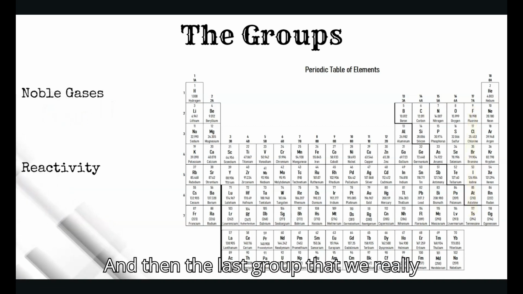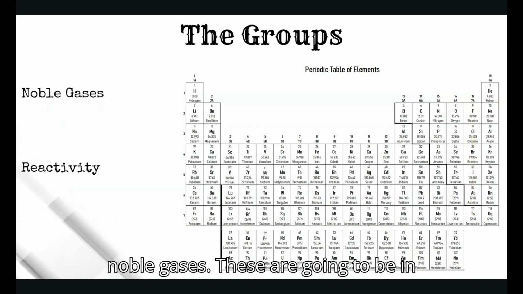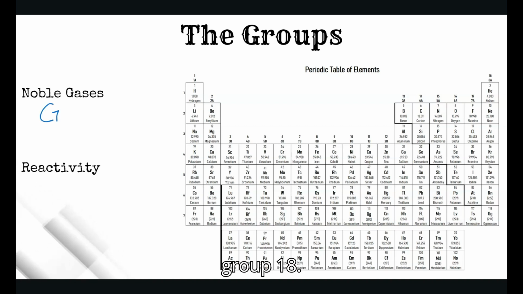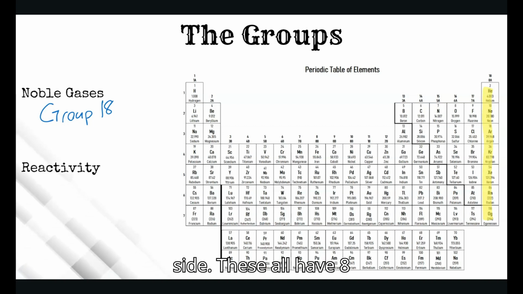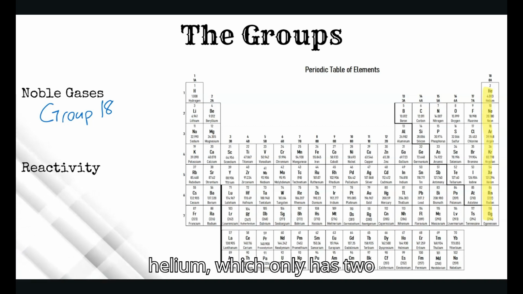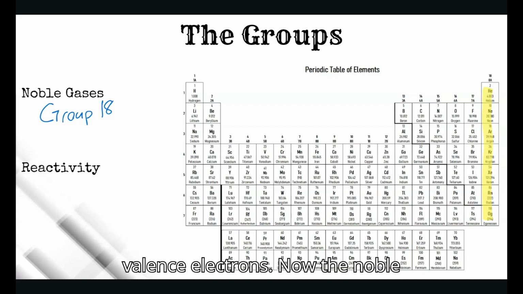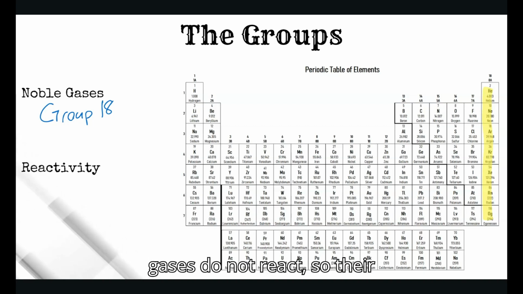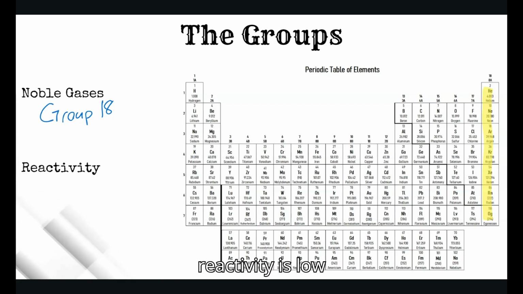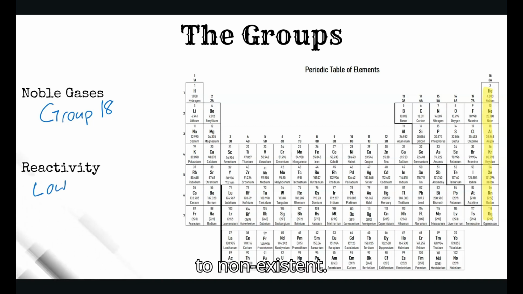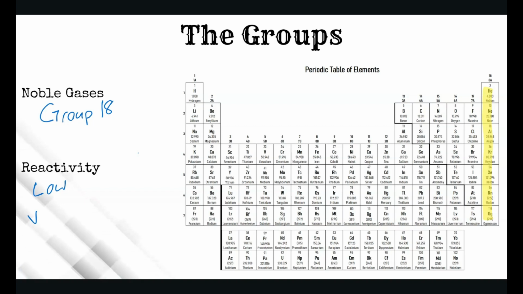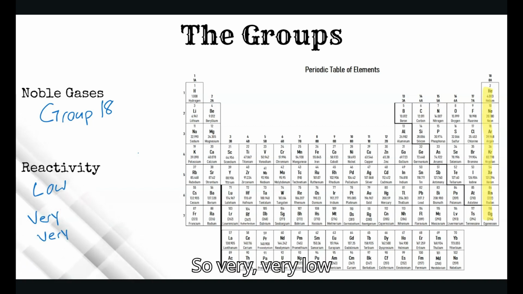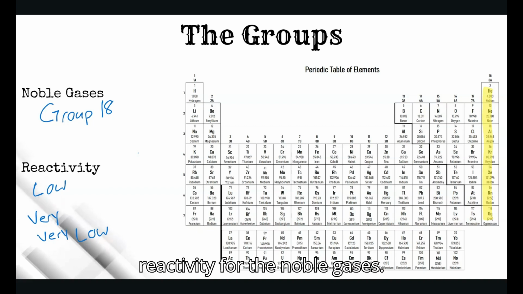And then the last group that we really need to know about are the noble gases. These are in group 18, on the far right side. These all have 8 valence electrons, with the exception of helium, which only has 2 valence electrons. Now, the noble gases do not react, so their reactivity is low to non-existent. Very, very low reactivity for the noble gases.